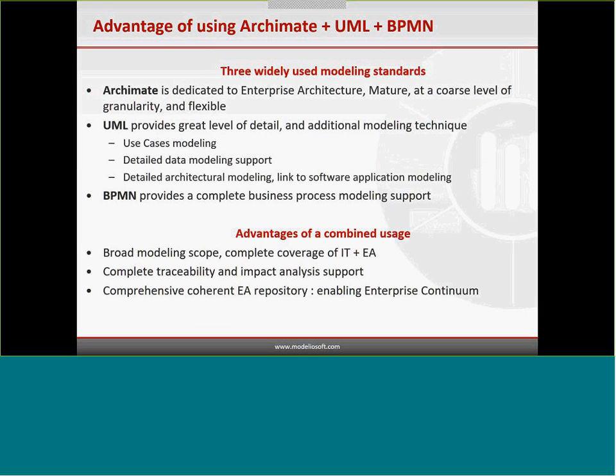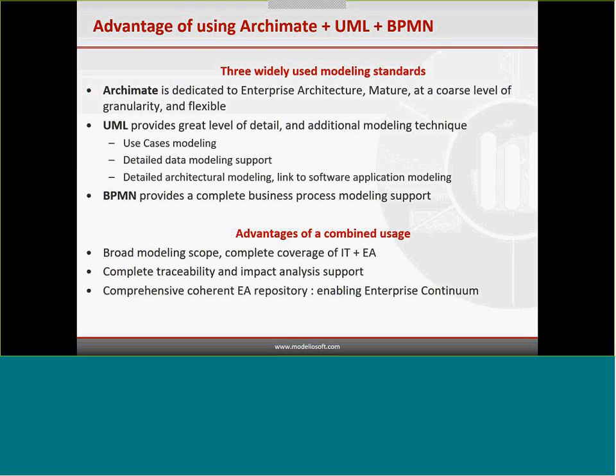So what are the advantages of combining those modeling standards? The first one is that we use three widely used modeling standards. This means that many people are aware of those modeling techniques, and many tools exist supporting those techniques. ArchiMate, dedicated to enterprise architecture, is now a mature language. Its current version is 3.0, and the coarse level of granularity is flexible. Being coarse-grained can be seen as an advantage in the sense that you can provide a quick and easy way to support enterprise architecture modeling.